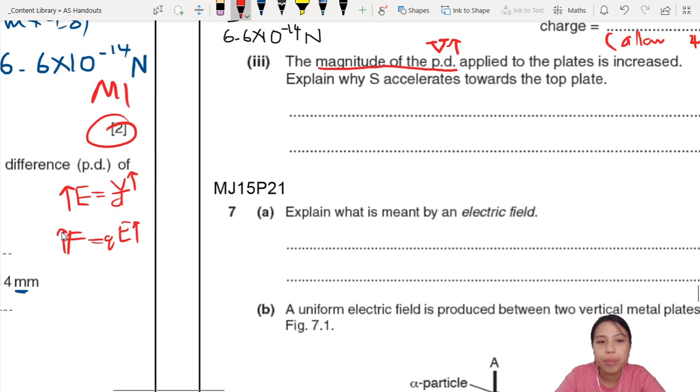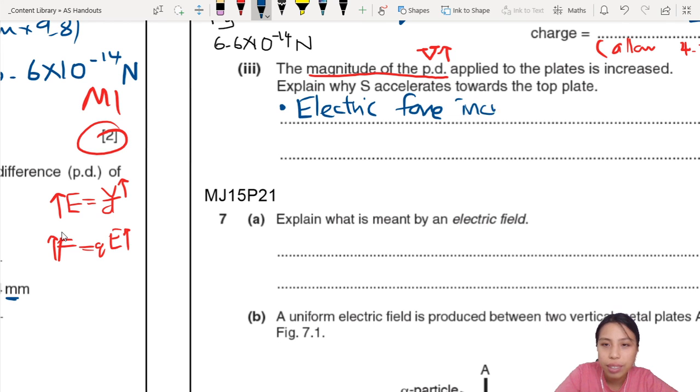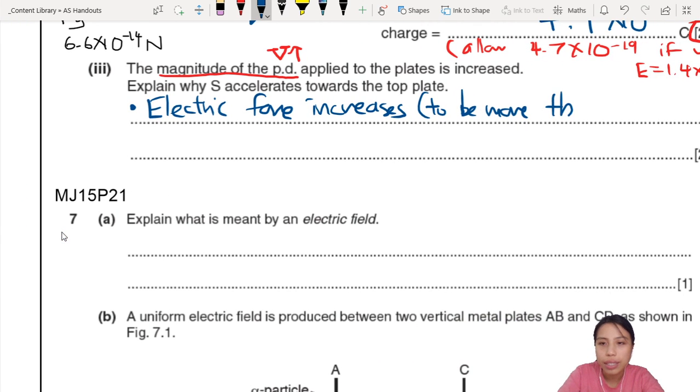So how can we write that out? Well, you want to tell the story as wholesomely as you can. So the first step, perhaps, you could say something like this. When you crank up the potential difference, your electric force increases. Because the electric field strength increases, so the electric force increases. But anyway, the electric force increases to be more than the weight now. This part you can mention: more than the weight.